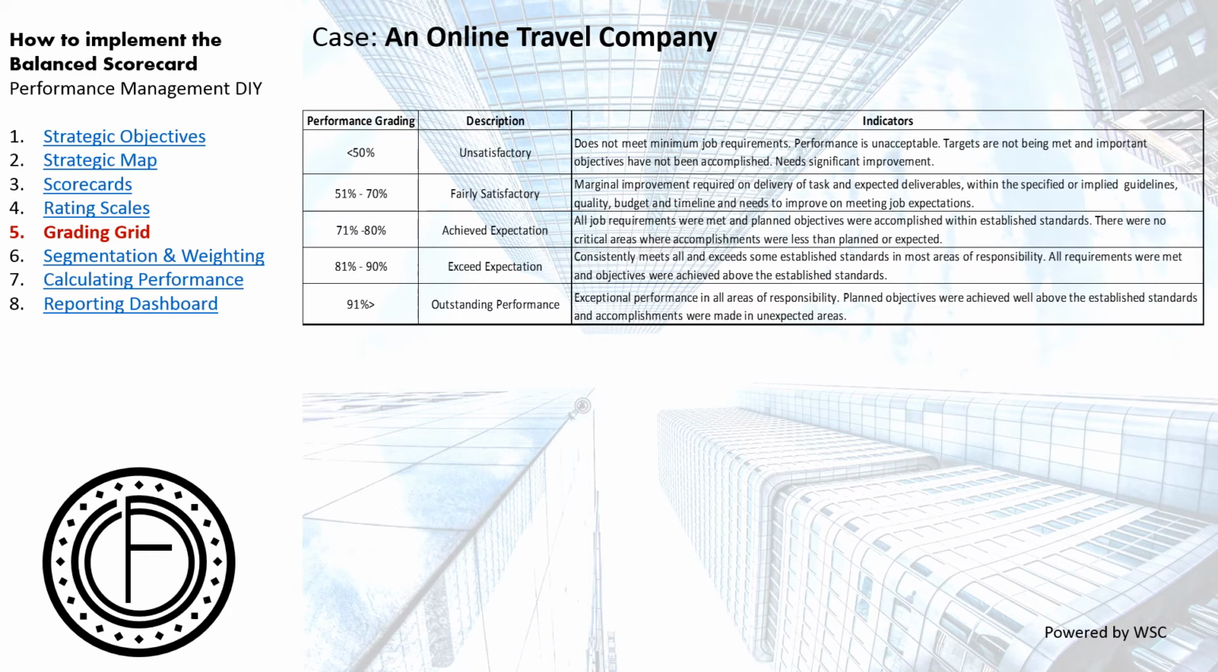Now, you can have this distribution as you would want within your organization. It's not cast in stone, but again, there should be something that informs how you go about distributing the percentage. Now, if you look at the indicators, how do you describe someone who performed between 51 to 70%? You have it there: marginal improvement required on delivery of tasks and expected deliverables. So this gives guidance as to what needs to be done with these individuals, and also feedback as to what this percentage of performance really means. So once you're done with your rating scale, you also need to come up with your performance grading as we have here.